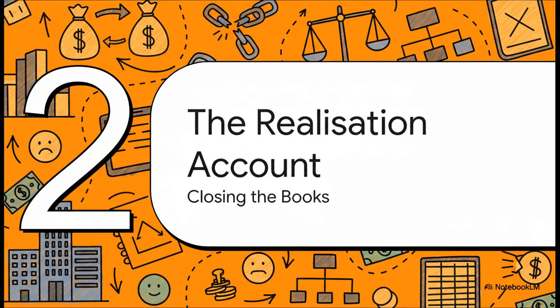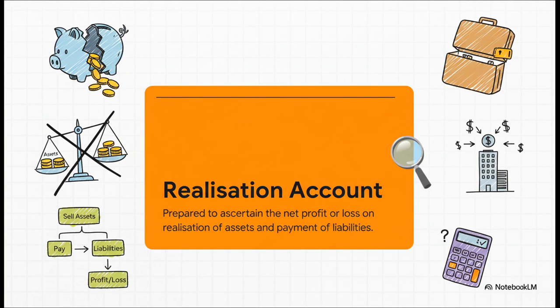So to handle this whole shutdown process, we need a special tool. In fact, there's one hero account that's going to help us solve pretty much every single problem in this chapter. And its name is the realization account. So what is this realization account? Just think of it like the final scorecard of the business. You know, after the whole match is over, you look at the scorecard to see who won or lost. It's exactly that. We open this special, temporary account only at the end to figure out one simple thing. Did we make a profit or a loss by selling everything off and paying all our bills? That's it. Super simple, right?